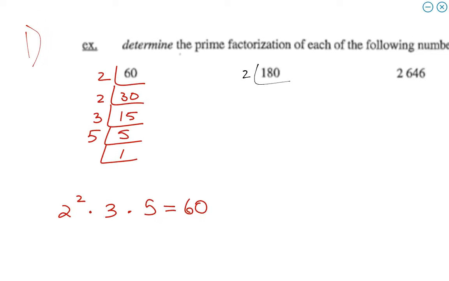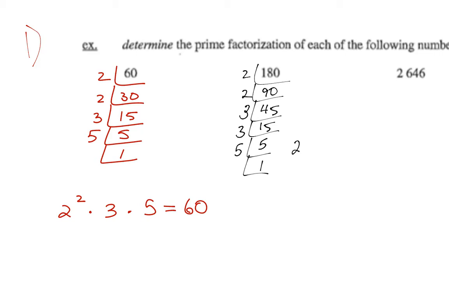Okay, 180 divides by 2. Divides by 2 again. Divides by 3. Divides by 3 again. Divides by 5. There's that one. 2 squared times 3 squared times 5.